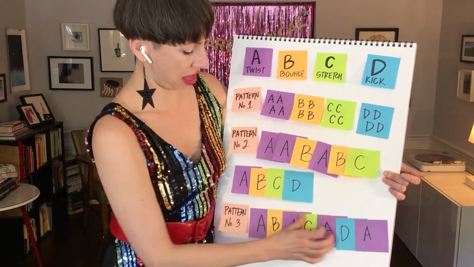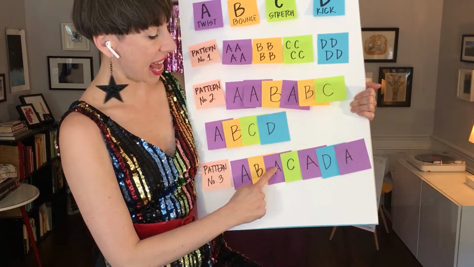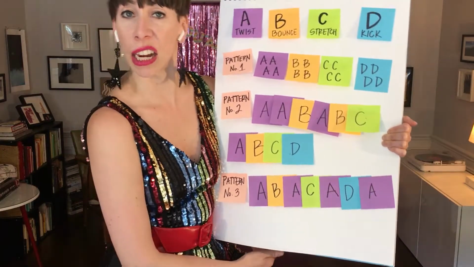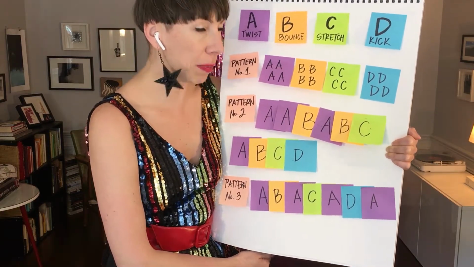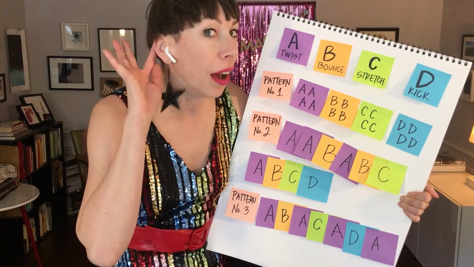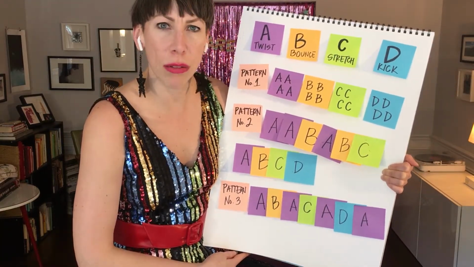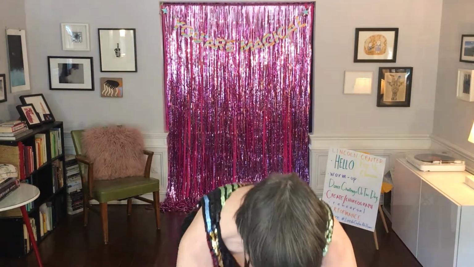Well, okay then. We have an A, B, A, C, A, D, A. Get ready to twist away in this pattern. This pattern is called, can you guess? That's right. It's called Rondo. So let's go a Rondo together. All right, let's give it a try.